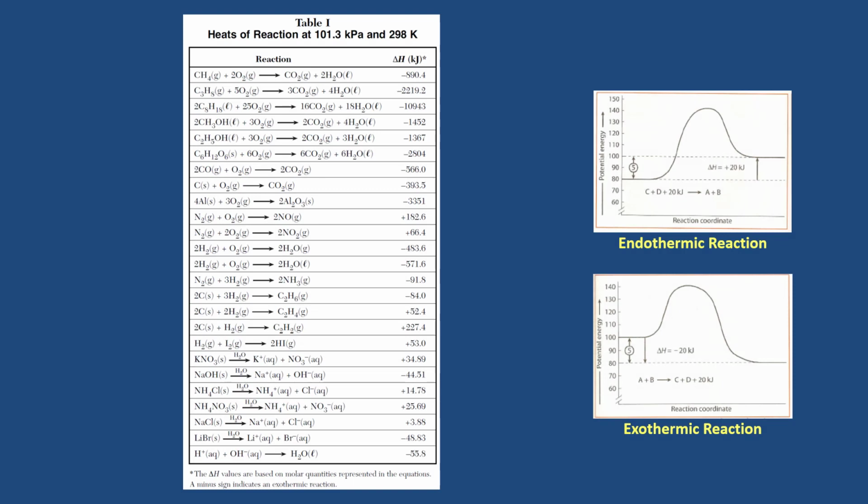And that is potential energy diagrams in a nutshell.